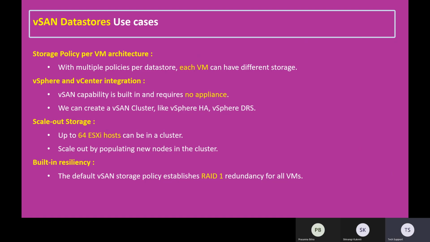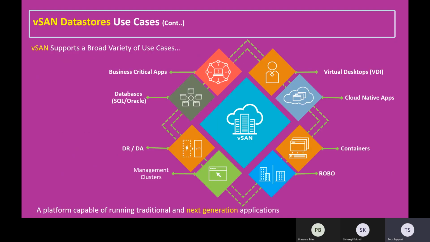Okay, let's observe some more additional vSAN use cases. These are the additional vSAN data store use cases. vSAN supports a broad variety of use cases. I'm trying to explain the main 8 use cases here. Let's start from left to right. The first use case is business critical applications. Even if you have any business critical applications in your infrastructure, you can still create them directly on a vSAN data store.